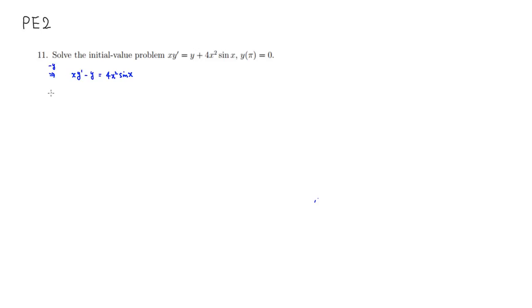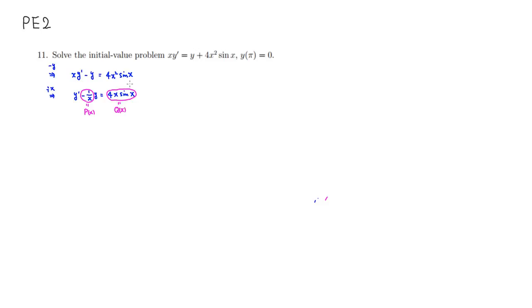Then I'm going to divide through by x, so that the coefficient of y prime is going to be 1. So it's y prime minus 1 over x y is equal to 4x sine of x. Then you can see that we can let this be p of x, and the whole right hand side to be q of x.